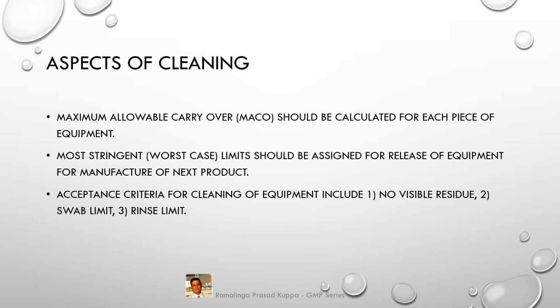Acceptance criteria for cleaning of equipment include no visible residue, swab limit, and rinse limit. When one's MACO is done, the acceptance criteria should include these items. Good lighting is necessary to check the no visible residue in the equipment. Lighting plays a more important role while using glass-lined equipment in the process. The glass lining is generally dark in color. Stainless steel equipment are shiny and easily checked.